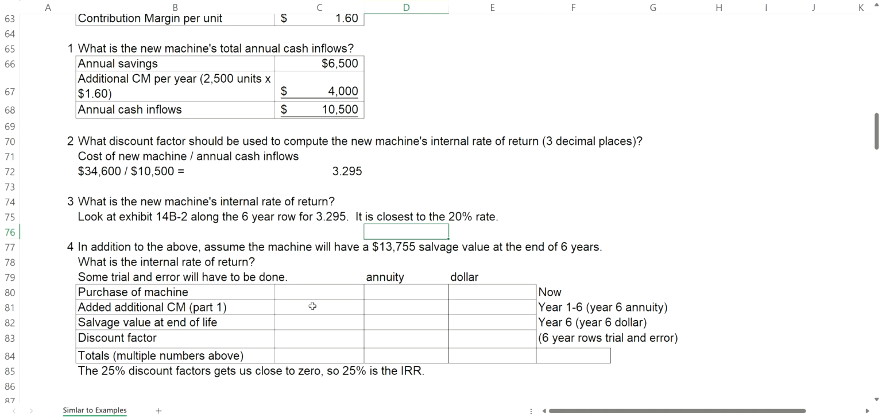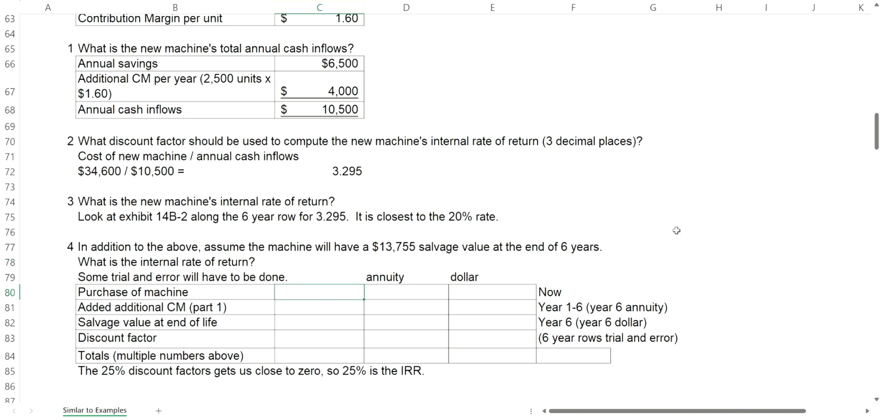Okay, and then next, question 4. What if, in addition, instead of a 0 salvage value, we could, at the end of year 6, get that one-time payment of $13,755 as a salvage value on the machine? How would that change the internal rate of return? Now, we are going to have to do some trial and error here. I'm going to warn you about that to begin with.